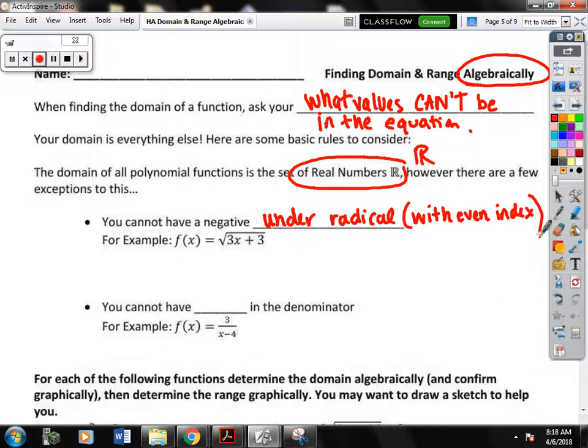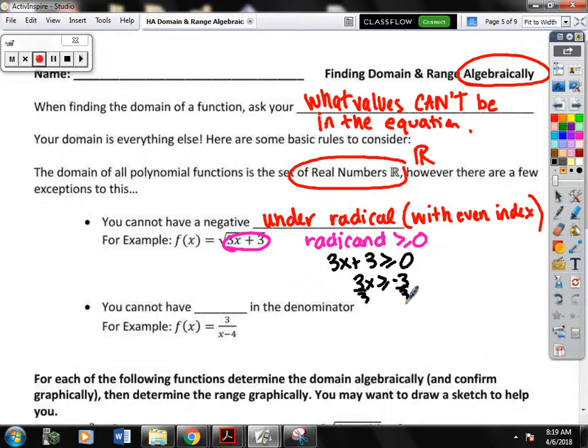So anytime you'll see this, what you're going to do is take the radicand, which is whatever's underneath, and tell me it has to be positive, greater than or equal to 0. And then you solve out for x. So this one would be 3x plus 3 is greater than or equal to 0. Subtract 3. Divide by 3. And we'll get that our domain would be x is greater than or equal to negative 1. If you prefer to then switch that back to your parentheses and brackets, it would be negative 1 to infinity. But if you already have the inequality, I'll just leave it.